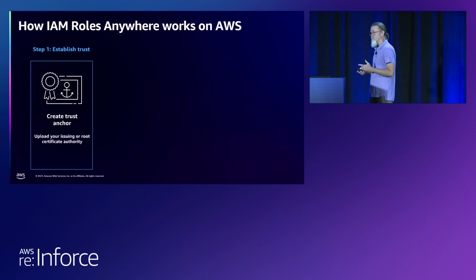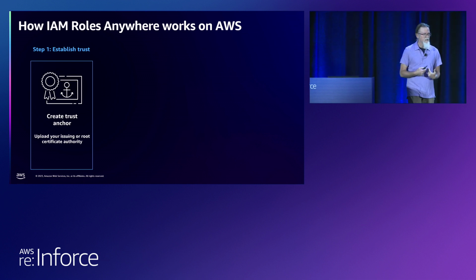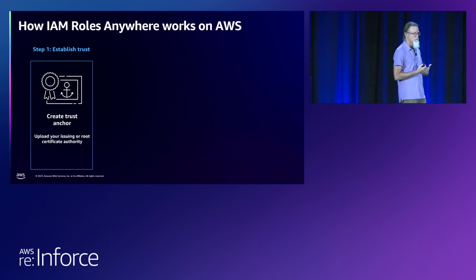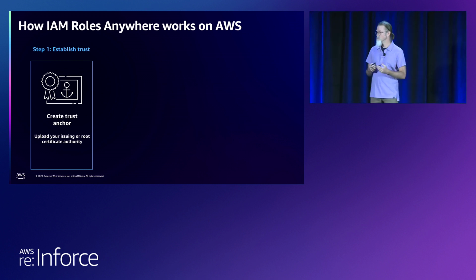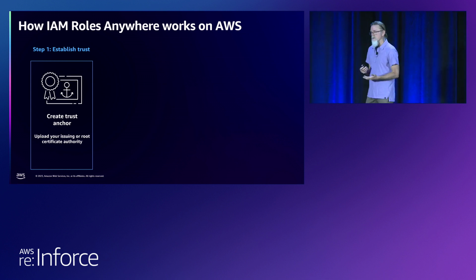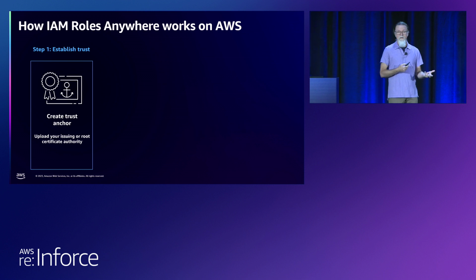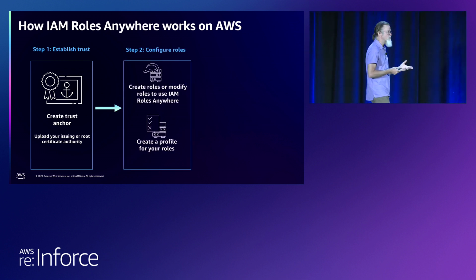At the core, you start with Roles Anywhere by establishing trust. I mentioned PKI, so what you'll need is a certificate authority. It can be an AWS private certificate authority, or something you're running on-premise, like Active Directory certificate services. You take either the issuing certificate or the root certificate, upload it, and create a resource called a trust anchor.